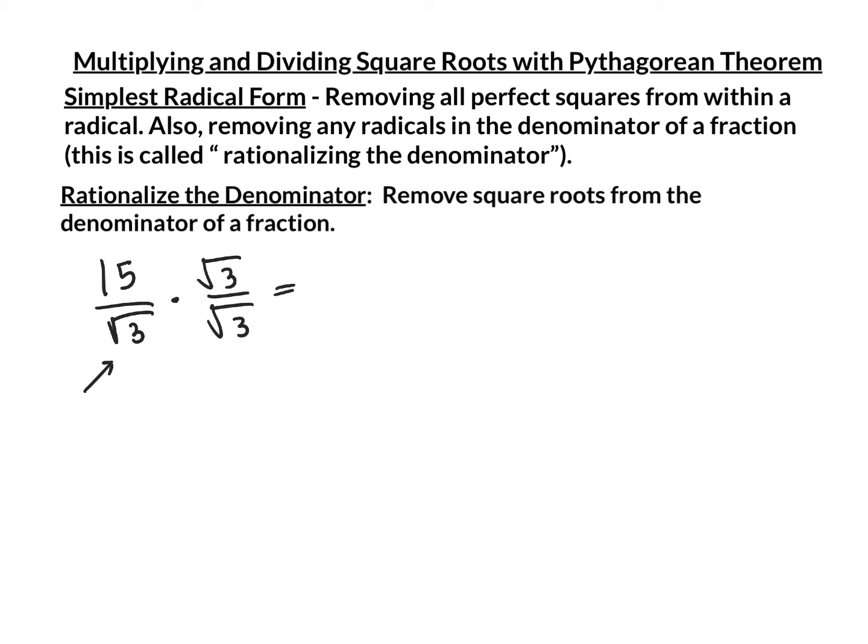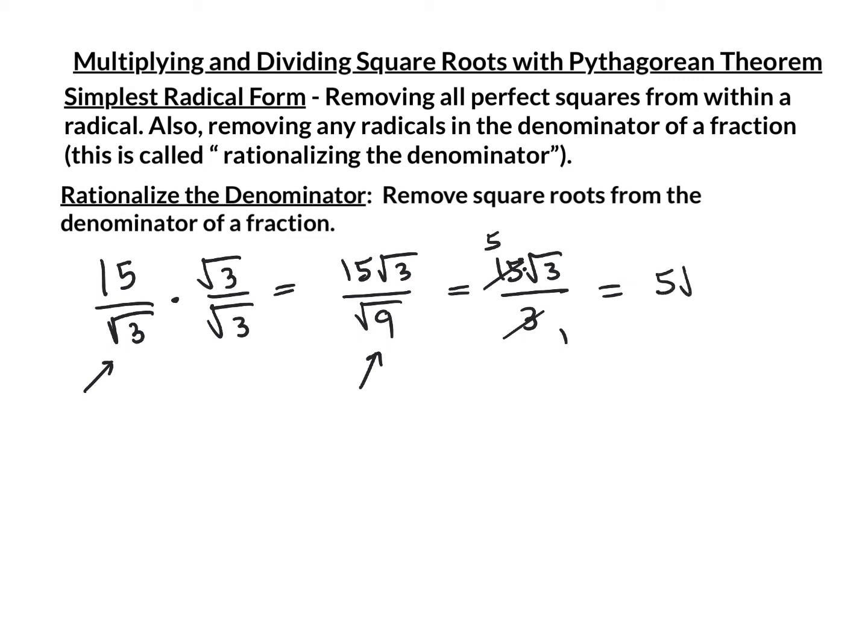Up above, I have 15 times root 3, which is 15 root 3. Below, I have root 3 times root 3, which is root 9. I now have a perfect square in the denominator. This is 15 root 3 over the square root of 9, which is 3. I have that multiplication that allows me to cancel. I can divide these both by 3, and I get 5 and 1. Anything divided by 1 is itself, so the answer is just 5 root 3.